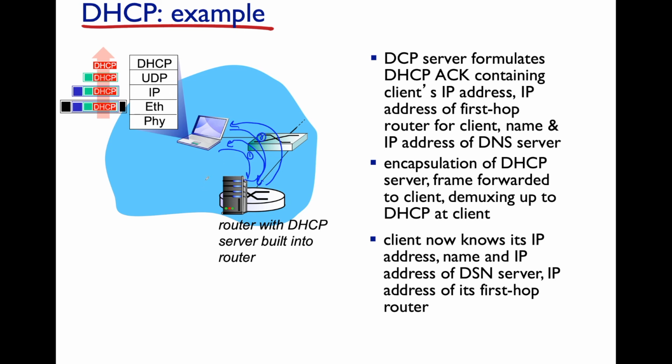So once this reservation happens and the acknowledgement occurs, this client knows its own IP address. It knows the IP address of the default gateway, which is the first hop router. It also knows the address of the DNS, and it also knows the net mask.